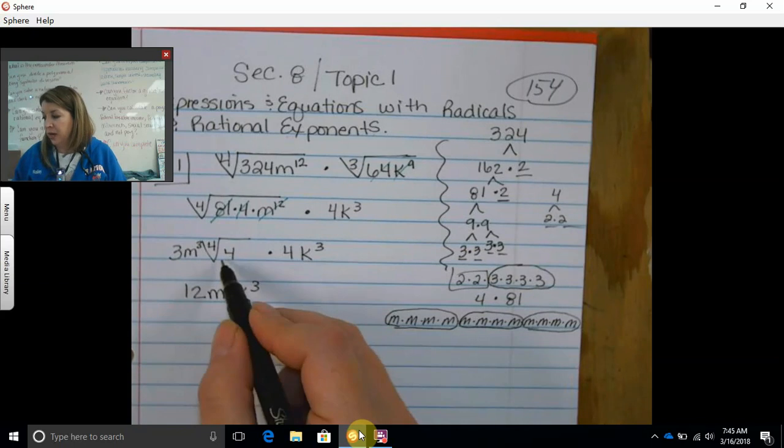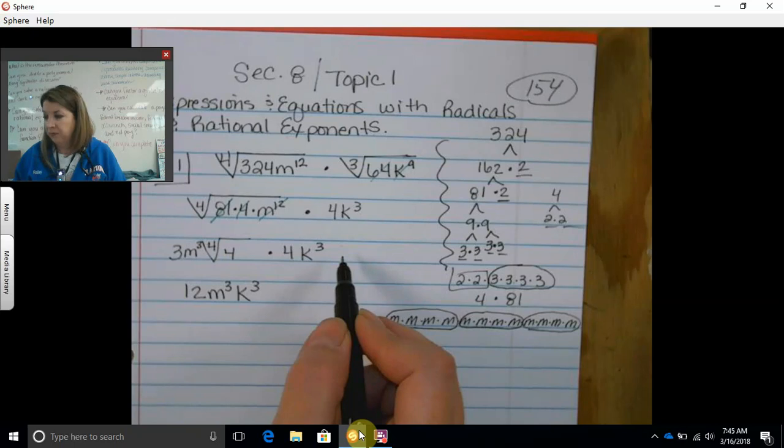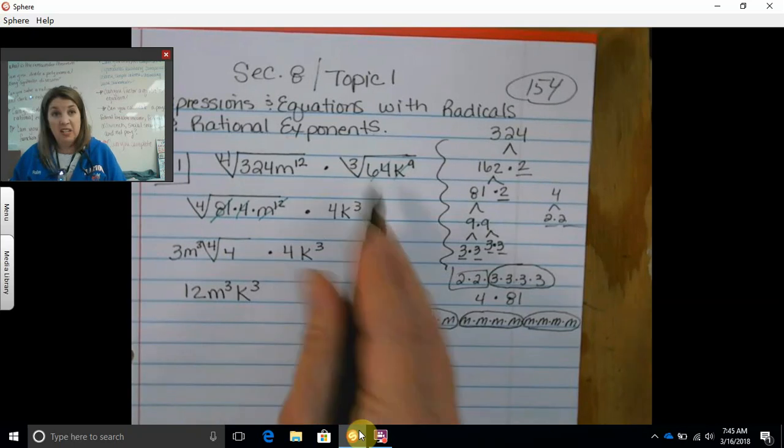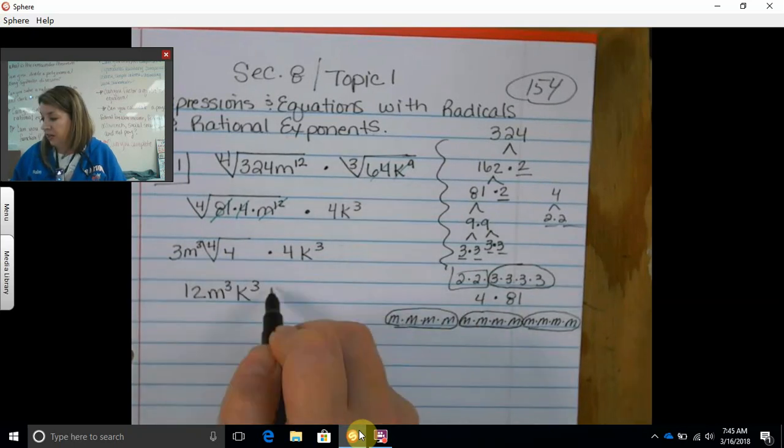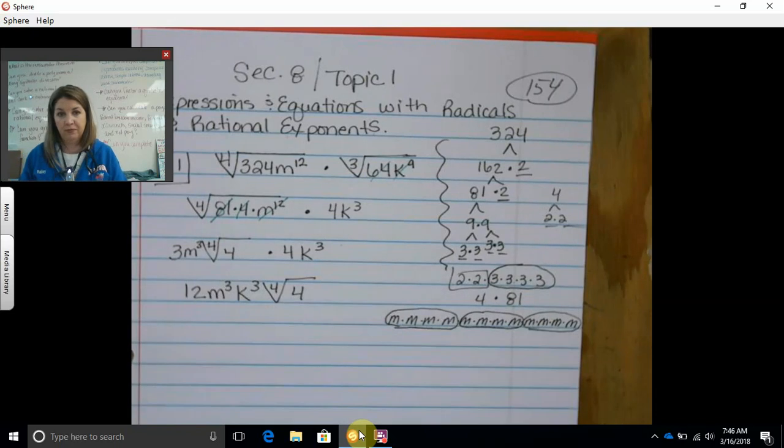My first term has a radical, the second one doesn't. So the second one doesn't have anything under the radical to multiply by, and it wouldn't have the same index anyway. So we just have to bring down times the fourth root of 4. Can anything else be simplified? Nope. That's my answer.